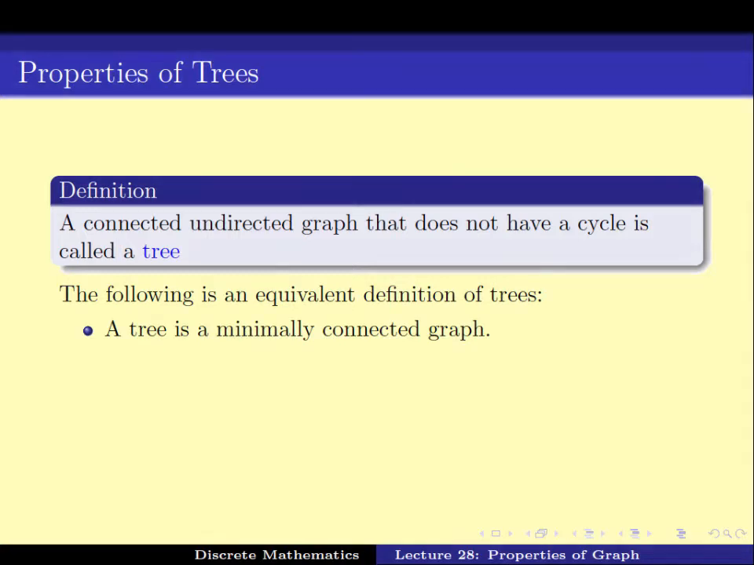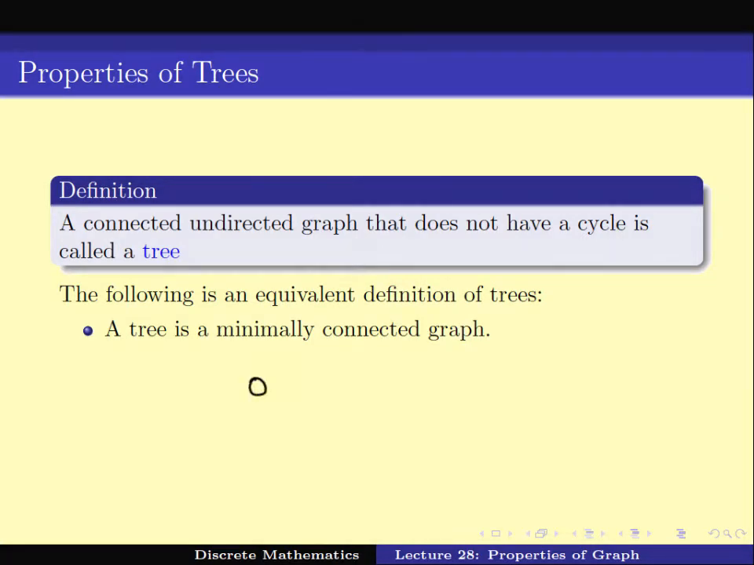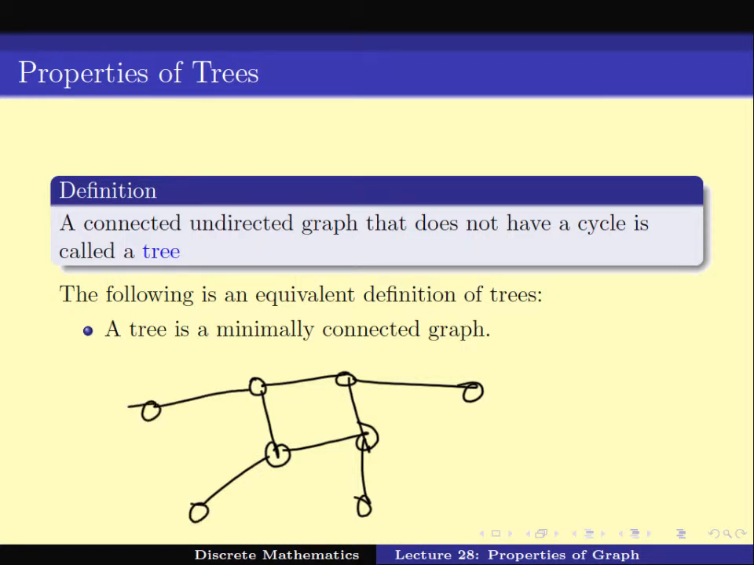Now what do we mean by minimally connected? Say this is a graph, and I say that this is not a minimally connected graph. Why? Because I can remove this edge and the graph can still be connected. So a graph is minimally connected if I cannot remove any edge, that is, if I remove any edge, then the graph becomes disconnected.